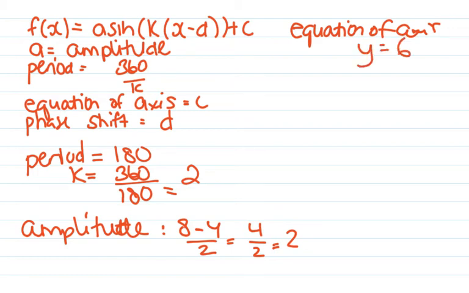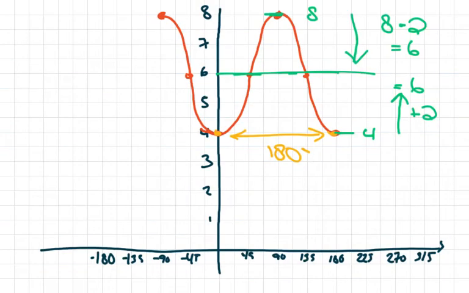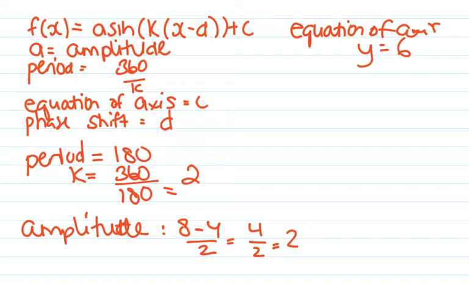Now, if a is positive, so this graph is not reflected, then typically sine starts at the middle and goes up and then continues. So that means if it started here, it has shifted to the right 45 degrees. So we have a phase shift of 45 degrees, positive.